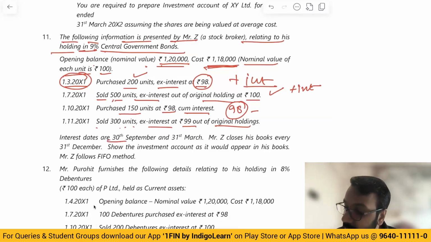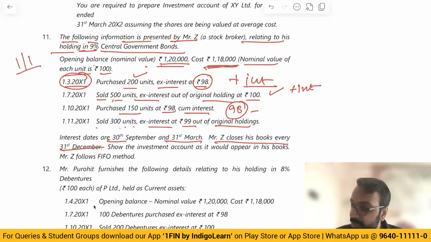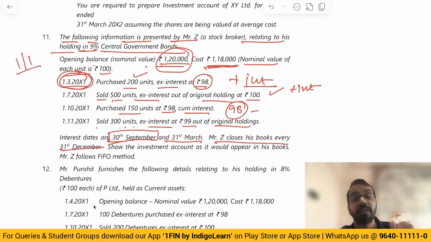Interest dates are 30th September and 31st March. Mr. Z closes books on 31st December. So books are closed on 31st of December. So this opening balance is as on 1st of January. When is the interest paid? 30th of September. So in this opening balance, also, we have the interest component.